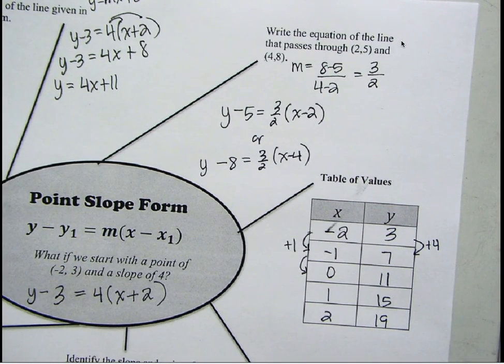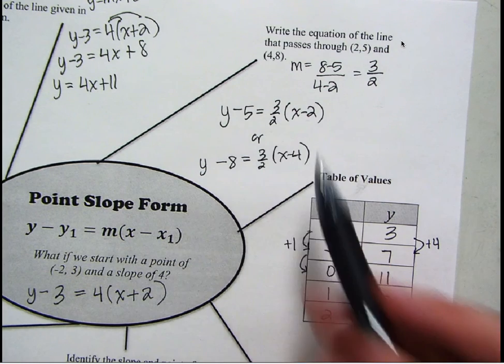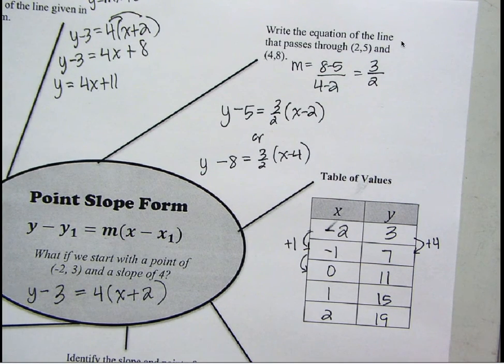I really like point slope form because it doesn't require a lot of work. The hardest part is finding the slope. And then once you have the slope, it's just plugging numbers in. You don't have to really do any algebra to rearrange or solve or anything.